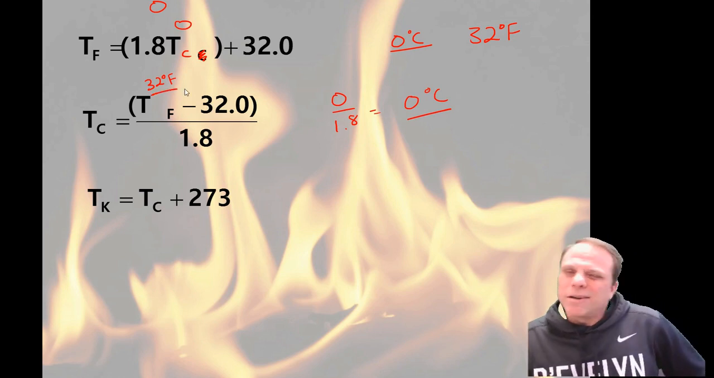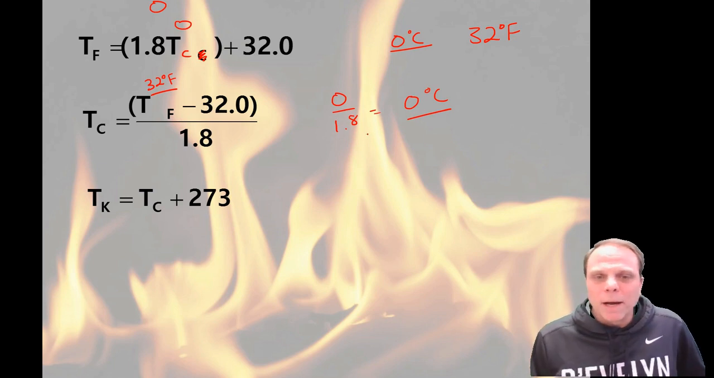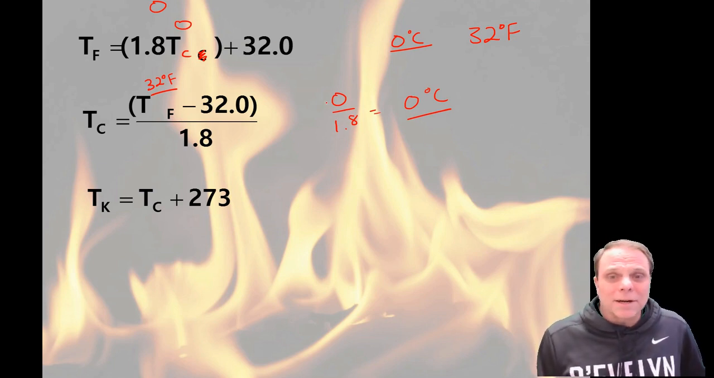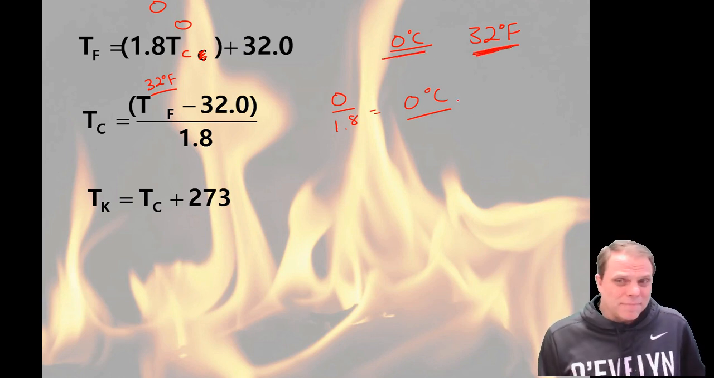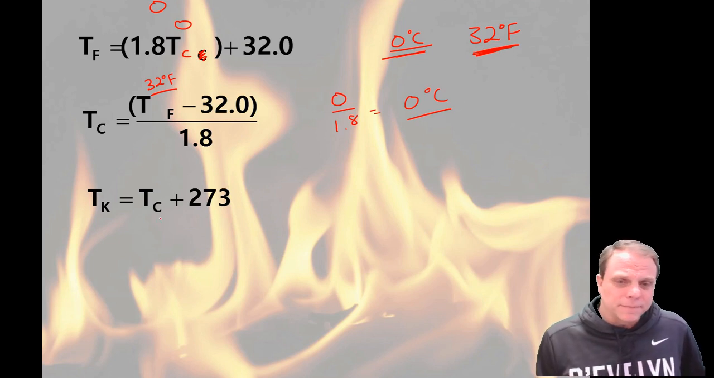So sometimes it's kind of hard to remember what these formulas are, but it is a little easier if you want to do the conversion. You can just choose some of the points that you already know. When you know that 0 and 32 are the same, then it makes it easy to convert between those two.